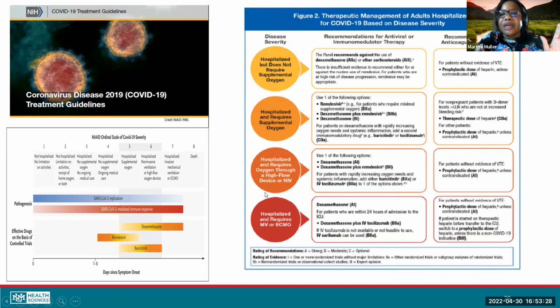So, if you had a patient coming in closer to here, it would be a discussion regarding whether you would want to start Remdesivir. Because remember, once we are further into our clinical course, we have less replication. And so the question becomes, is something like Remdesivir even as helpful?